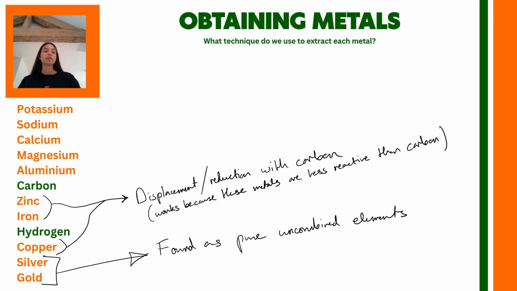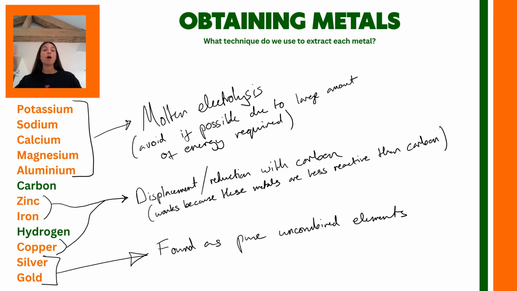And basically, what does it entail? Well, let's imagine you had some copper oxide and you wanted to get copper. Well, you add your carbon to the copper oxide and you end up with carbon dioxide and copper. So it displaces the metal from its metal oxide, for example.